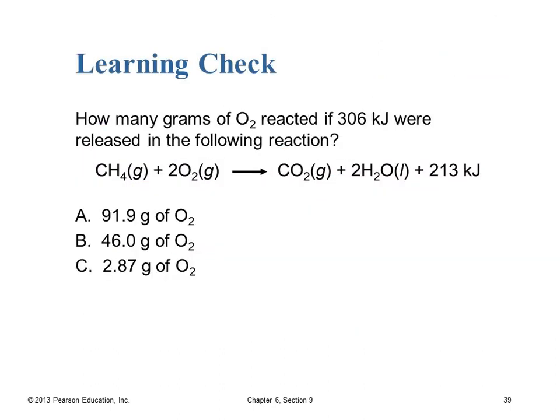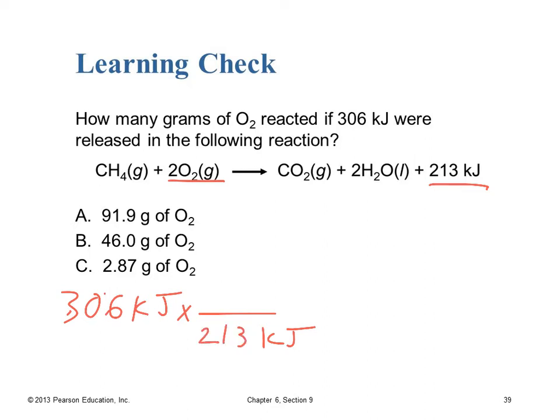How many grams of oxygen are reacted if 306 kilojoules were released from the following reaction? We have 306 kilojoules, and we want to get rid of them. The only thing we know about kilojoules is what this chemical reaction tells me. It tells me the relationship between kilojoules and oxygen: that 213 kilojoules is equivalent to 2 moles of oxygen.